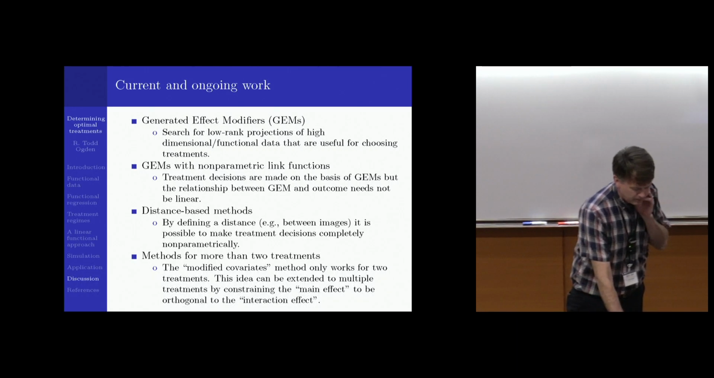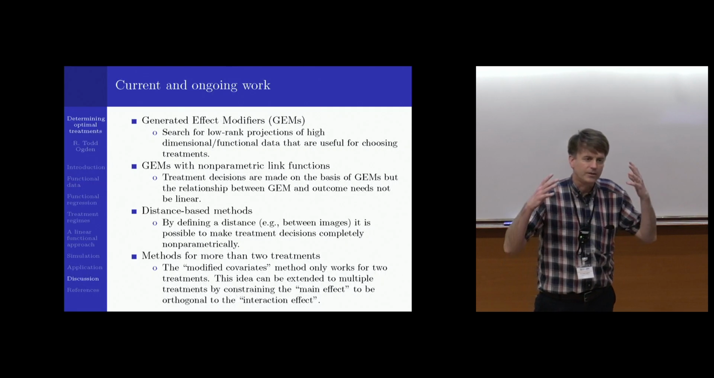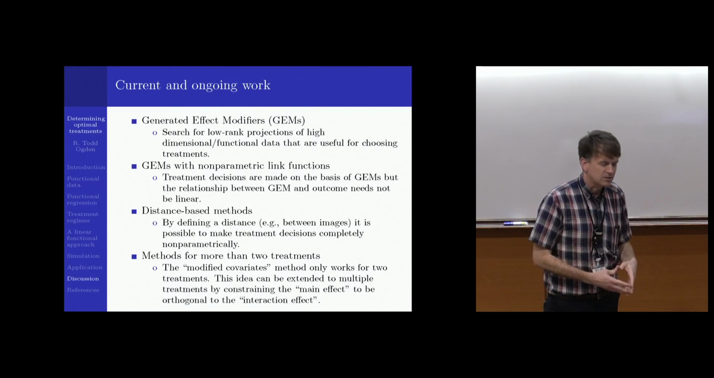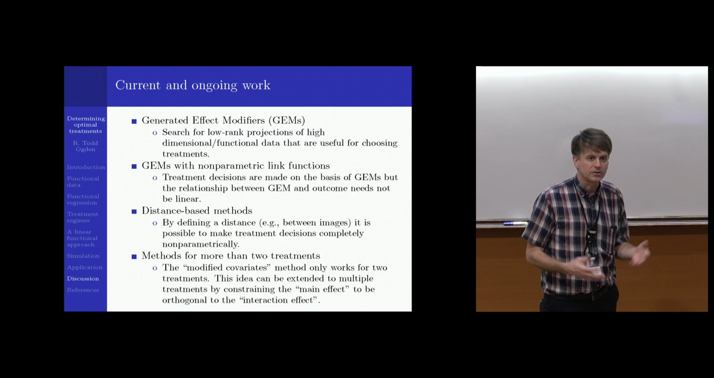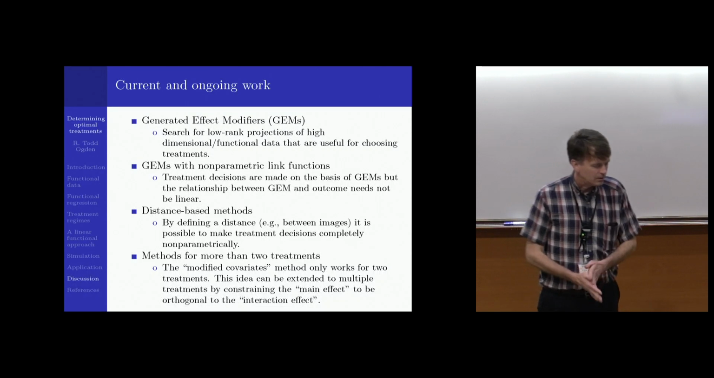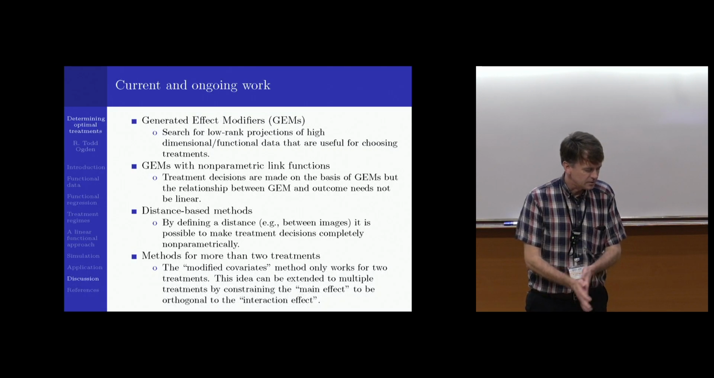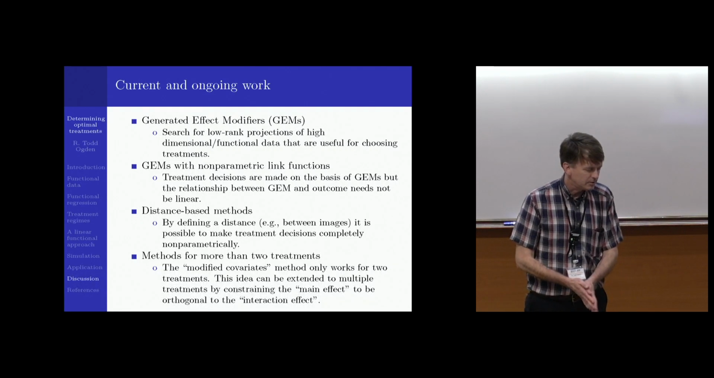In general, we're interested in taking this high-dimensional data and projecting it into some low-dimensional space, but choosing that projection very carefully so that the low-dimensional space is good for choosing treatments. And we have done some work, I am not quite ready to present that yet, with non-parametric link functions.